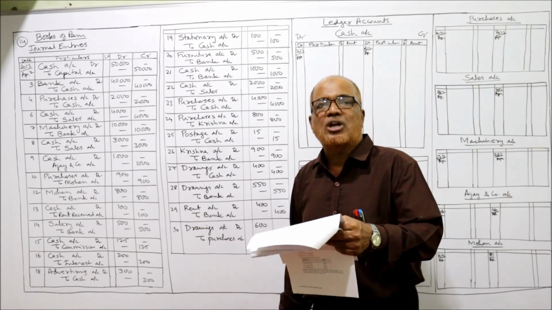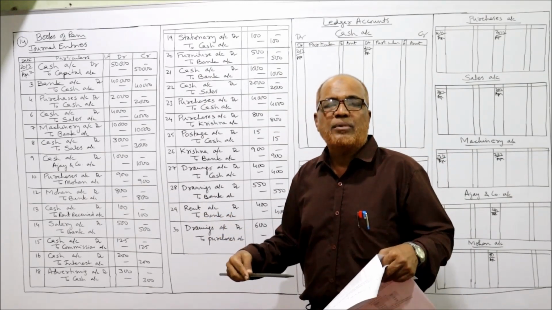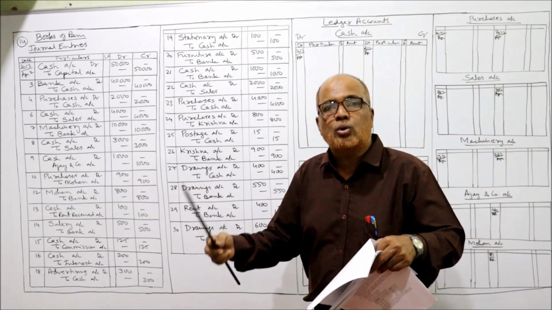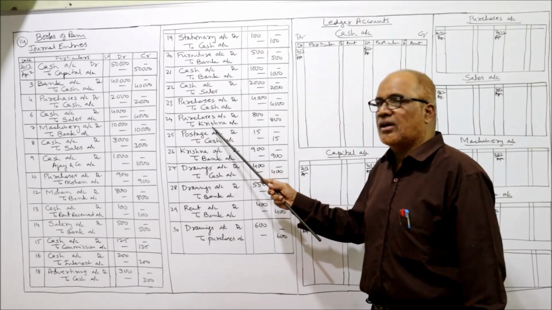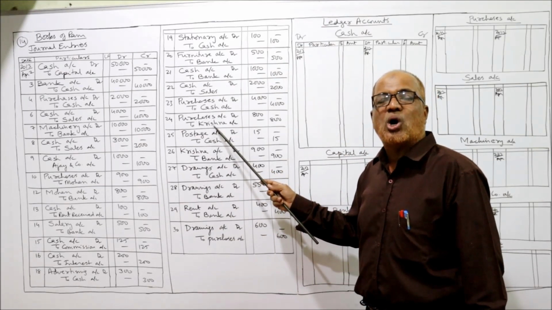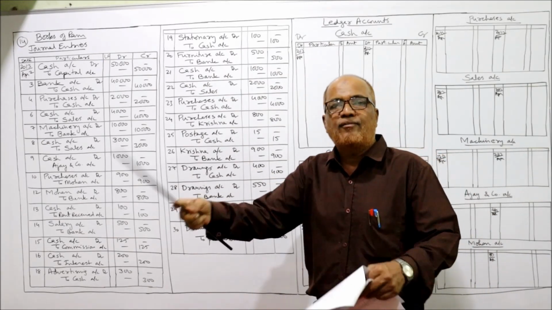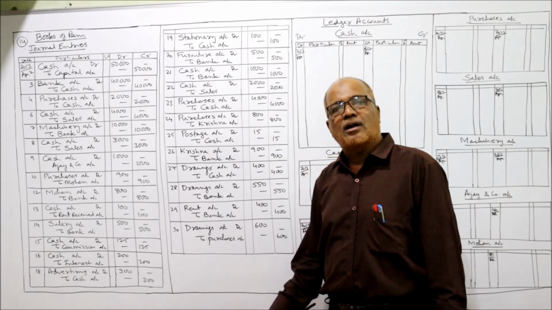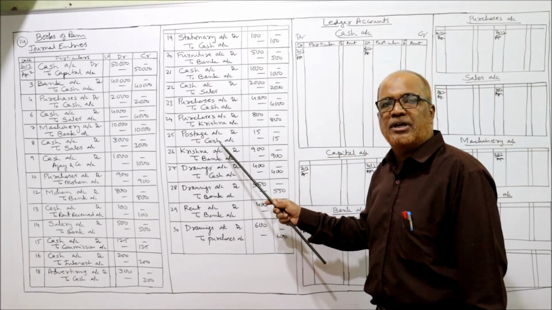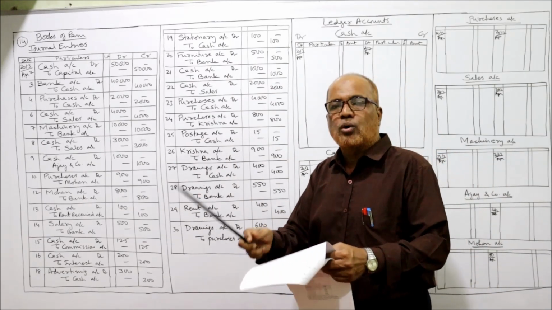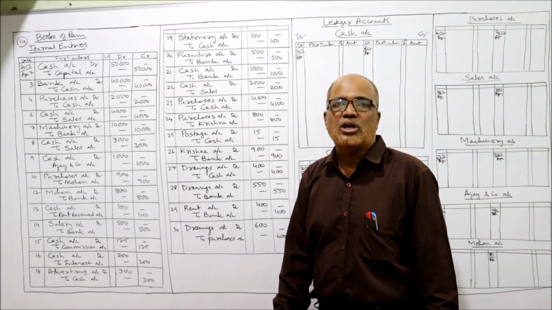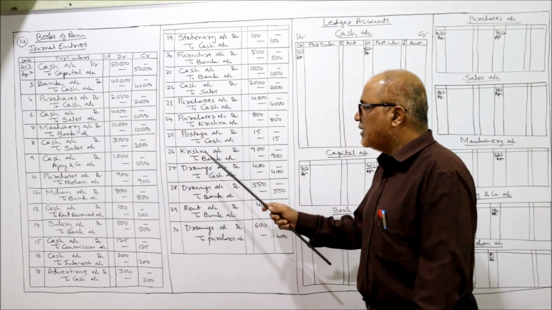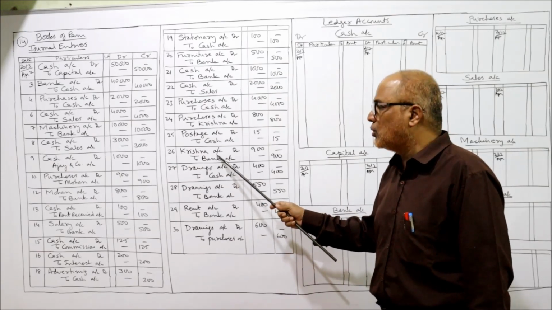Next, bought from Krishna, goods on credit. That means purchased goods from Krishna. So purchases account debit to Krishna, being goods purchased on credit. Next, paid for postage. Postage is also an expense. So postage account debit to cash, being cash paid for postage. Check issued to Krishna. Krishna is the receiver, so debit Krishna. Krishna account debit to bank, being check issued to Krishna.